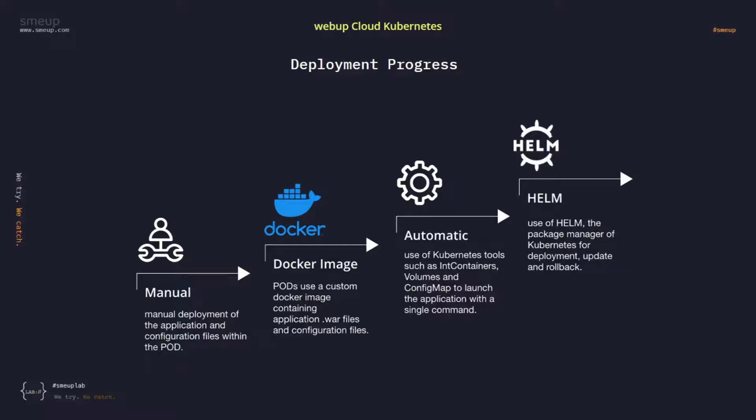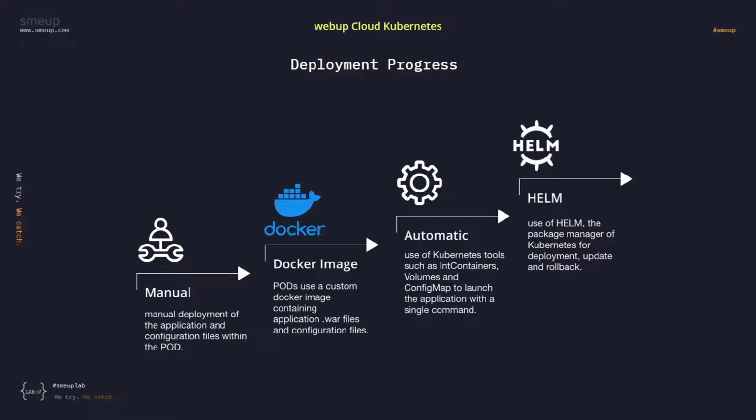Successively, we went to a Docker image deployment, and the Docker image is a way of specifying what should be run in a container and how. So we packaged the application WAR file and the configuration files inside of a Docker image, and we ran that as a container inside the pod. This type of deployment had some problems. In fact, if we needed to change the application version or configuration files, we would need to repackage another Docker image every time.